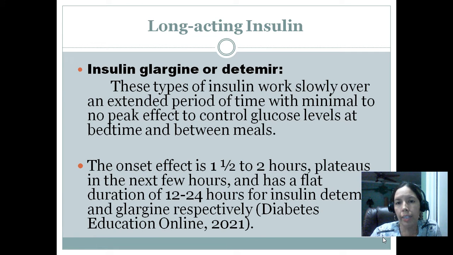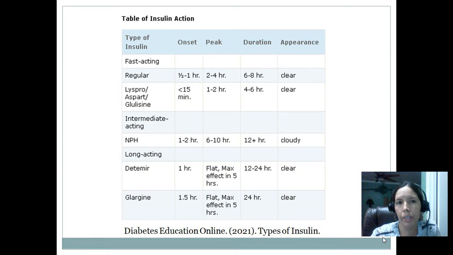Insulin glargine or detemir are long-acting insulin analogs that work slowly over an extended period of time with minimal to no peak effect to control glucose levels at bedtime and between meals. The onset effect of this insulin is 1.5 to 2 hours, which plateaus in the next few hours and has a flat duration of 12 to 24 hours for insulin detemir and glargine respectively. So I've included a table of different types of insulins, including their onset, peak, and duration times.